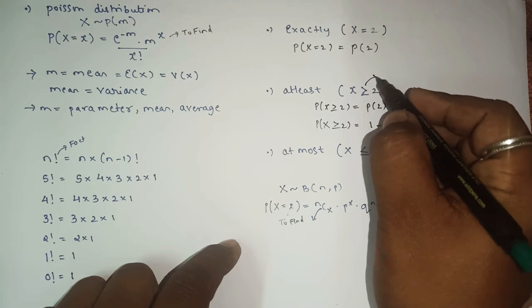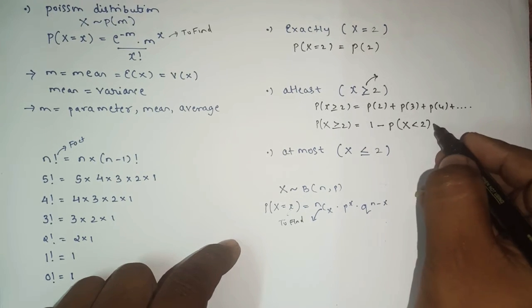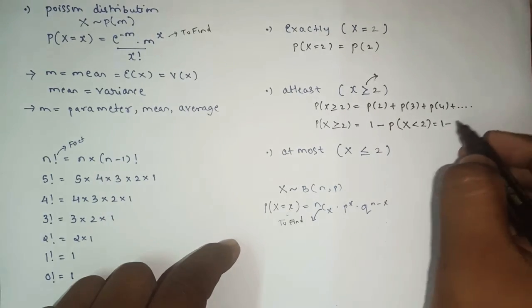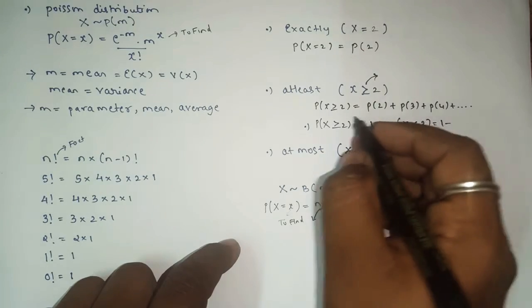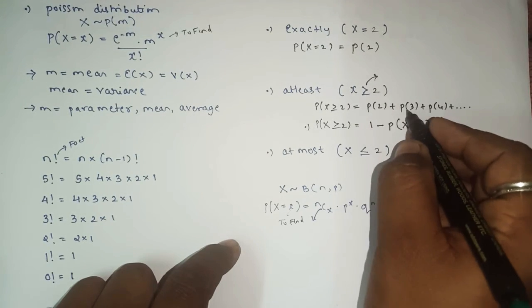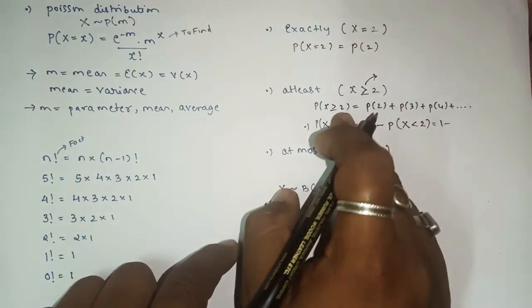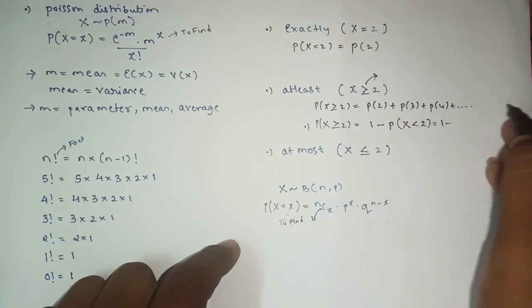Yes or no? Negation of this will be what? Less than 2. So here instead of finding p of 2, p of 3, p of 4, we can use what is known as a shortcut formula. Instead of finding p of 2, p of 3, p of 4, till where, we don't know. In this exercise, see to it that we don't know exactly till where we have to find.